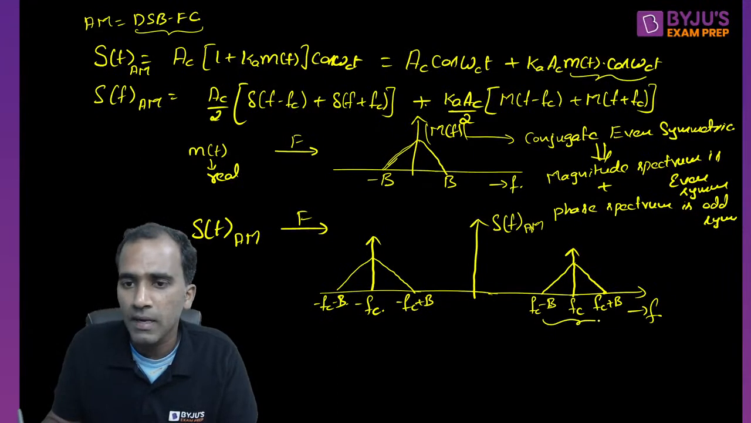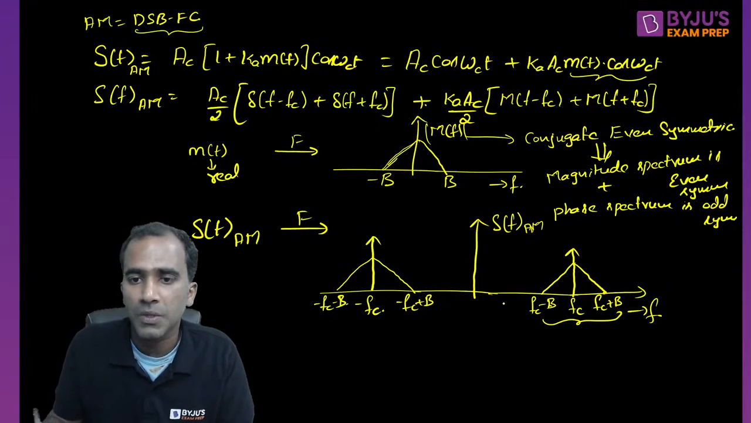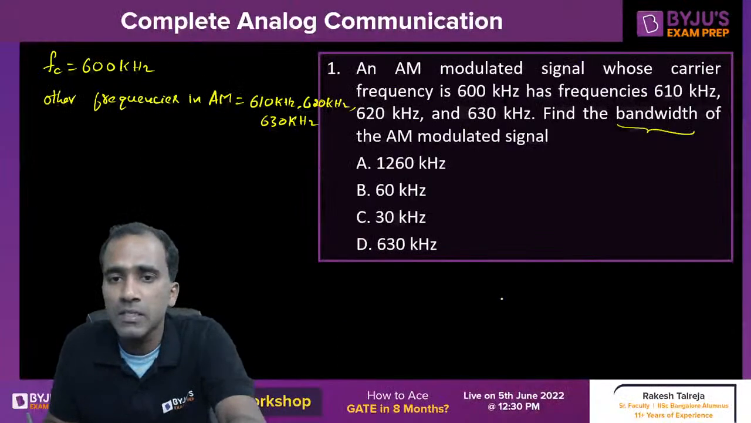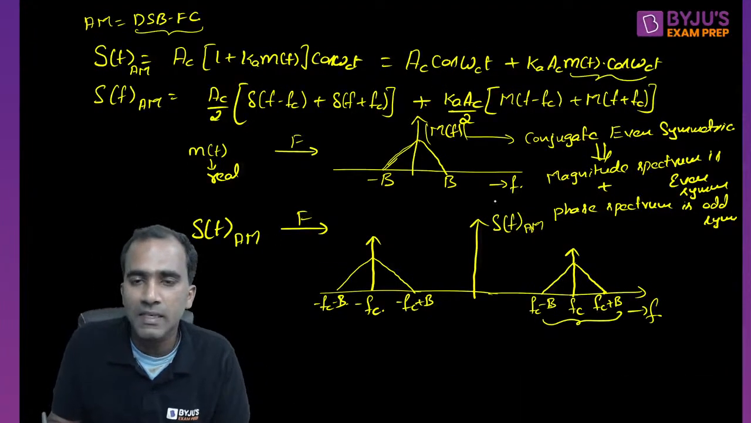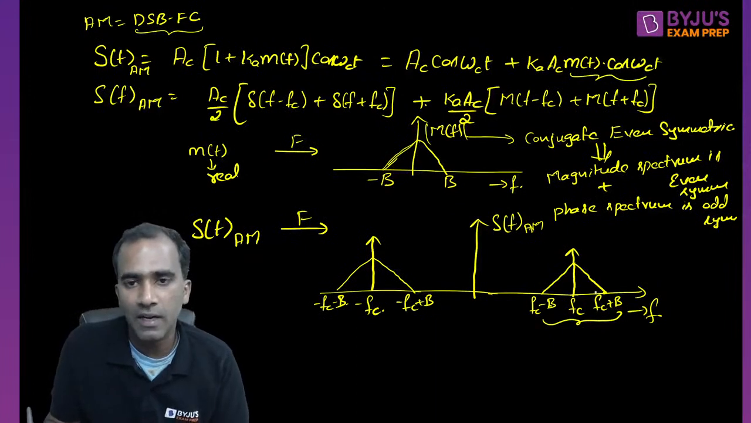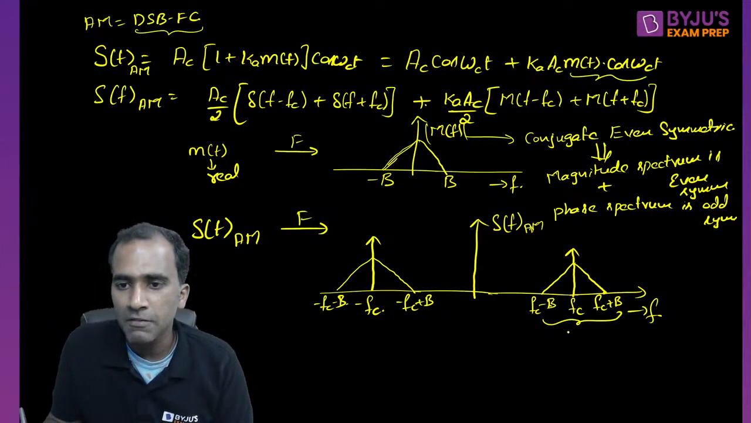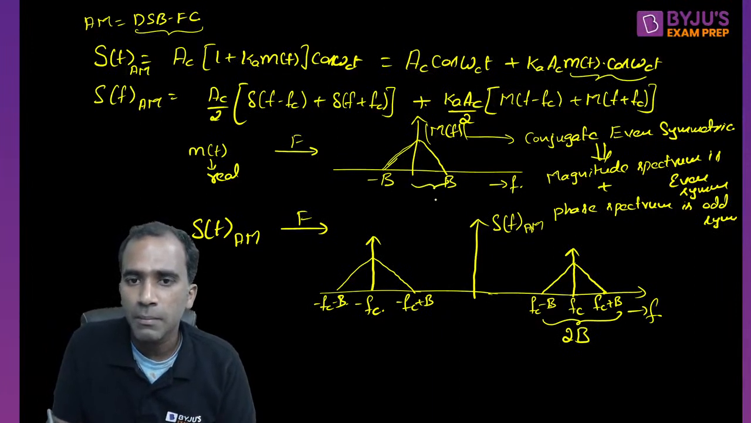So what is the bandwidth of the signal? The question that was asked in the previous one is the bandwidth of the AM modulated signal. So I've given a little bit more basics than what is required for answering this question. So what is the bandwidth of the signal? It is 2 times b. What is b here? B is the bandwidth of the signal, bandwidth of m of t.